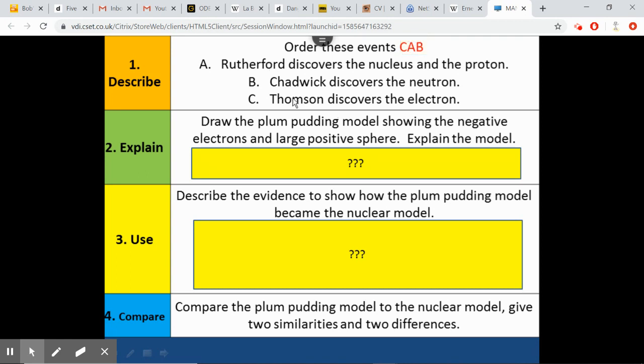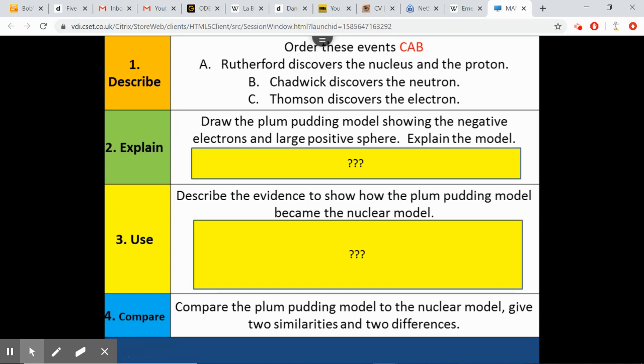Well, it goes C, A, B. First, the electrons were discovered by Thomson. Then Rutherford discovered the nucleus and the proton using his gold foil experiments. And then finally, Chadwick discovers the neutron. So electron, nucleus, neutron.